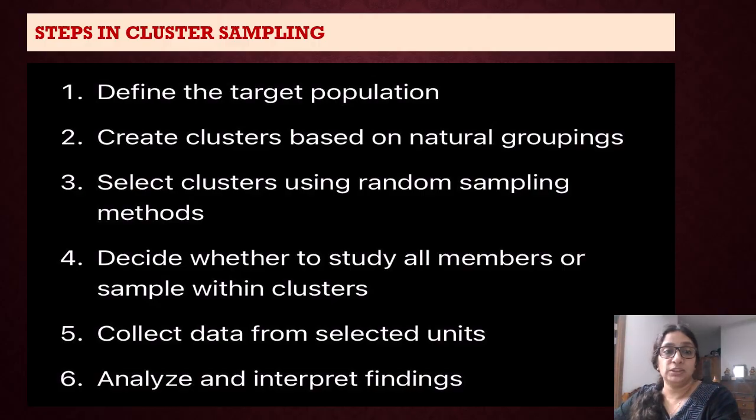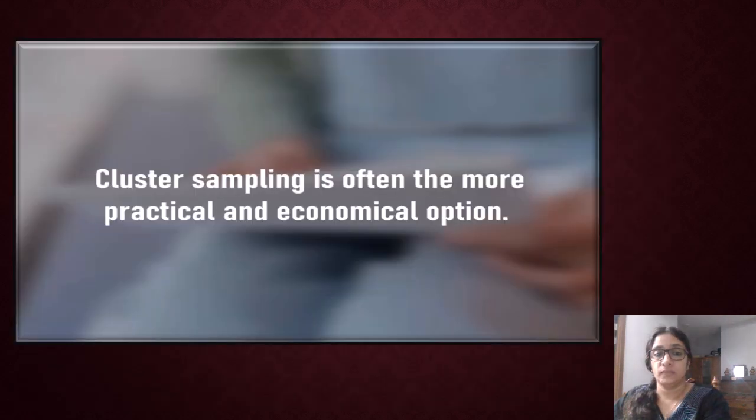We can go through the steps in cluster sampling. First step is define the target population. Then second, create clusters based on the natural groupings. Third, select clusters using random sampling methods. Fourth, decide whether to study all members or sample within the clusters. Fifth one, collect data from the selected unit. Sixth, analyze and interpret the findings. These are the steps in cluster sampling procedures.